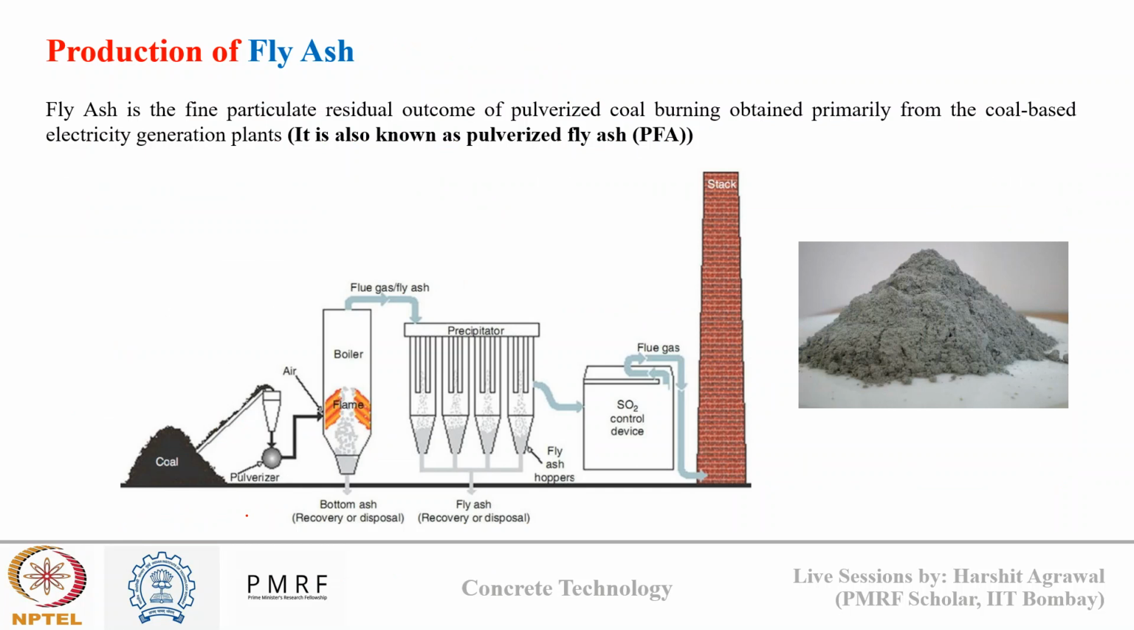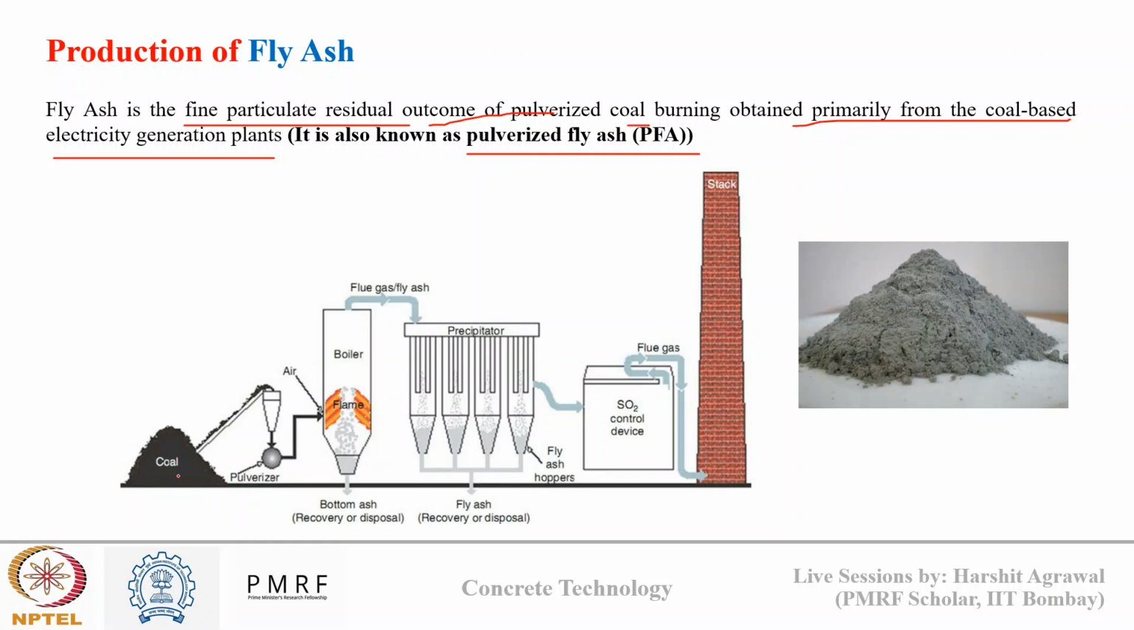So first is the production of fly ash. Basically, fly ash is a fine particulate residue obtained from the pulverization and burning of coal, primarily obtained from coal-based electrical generation plants. They are also known as pulverized fly ash. Now, how are they produced in this coal burning process?